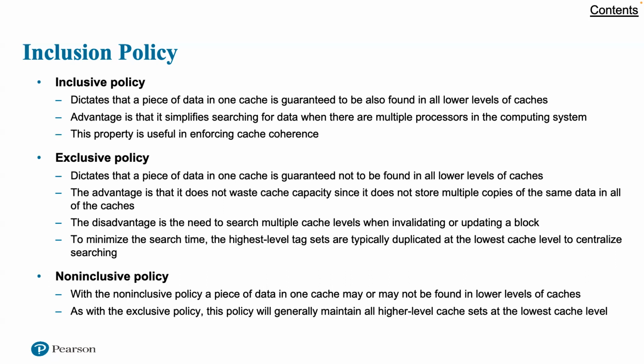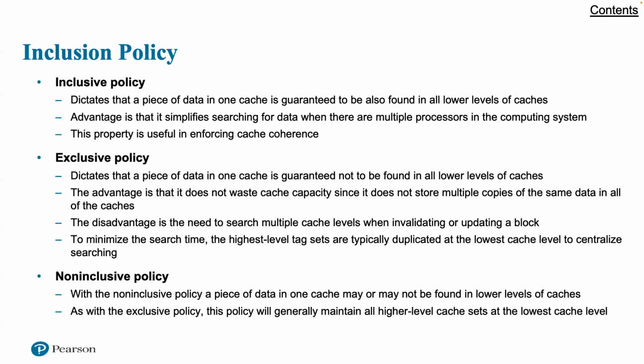Next, we have the exclusive policy. It dictates that a piece of data in one cache is guaranteed not to be found in all the lower levels of cache. The advantage of the exclusive policy is that it does not waste cache capacity since it does not store multiple copies of the same data in all the caches. The disadvantage is the need to search multiple cache levels when invalidating or updating a block. To minimize the search time, the higher level tag sets are typically duplicated at the lowest cache levels to centralize searching. Finally, we have the non-inclusive policy.